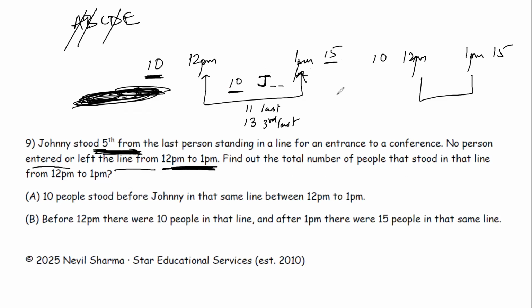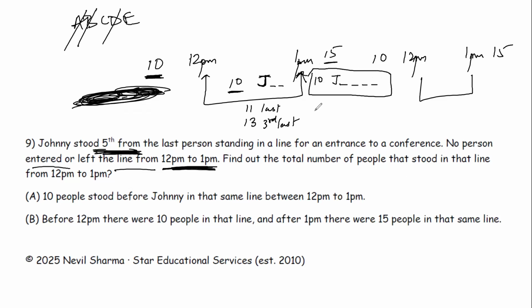There are 15 people. Now out here, suppose we assume that Johnny is fifth from the last. We're only assuming. The fact of the matter is that after 1 p.m., maybe Johnny's not there. Or maybe he's there, and if he's there, we don't know for a fact whether it is fifth from the last. But let's assume he's fifth from the last. So Johnny is here, and obviously there are 10 people before him.